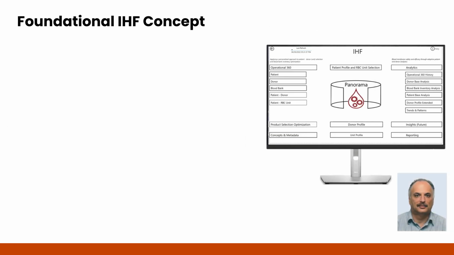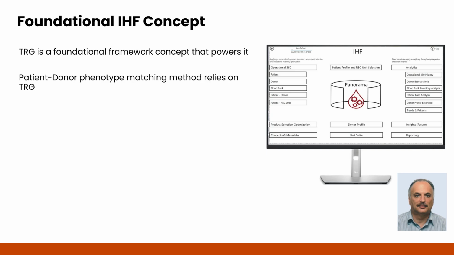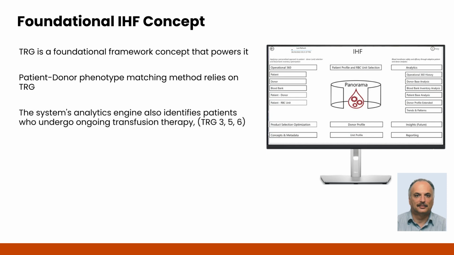Now that we have concluded the pilot review, let's highlight some important points about the IHF. TRG is a foundational framework concept that powers it. Patient-donor phenotype matching method relies on TRG. The system's analytics engine also identifies patients assigned to TRGs 3, 5, and 6 who undergo ongoing transfusion therapy. RBC donor phenotype is classified largely according to TRG definitions.